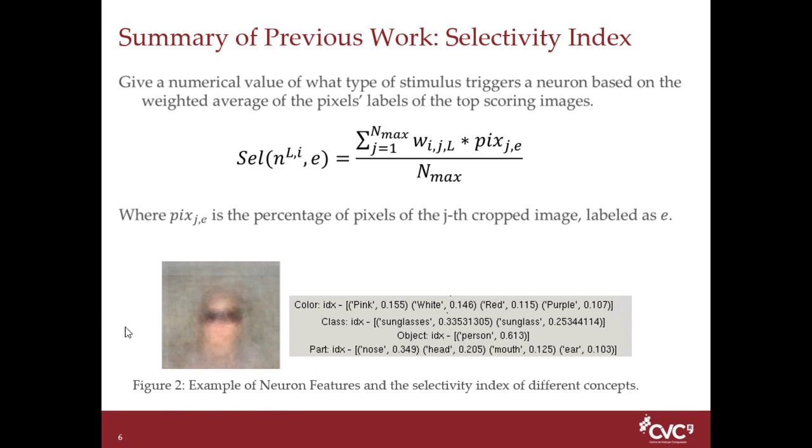For example, in this neuron feature that we can see right here, the most present color is pink because of the skin. The class that is most present is sunglasses, and it's detecting basically a person. And this person has these different parts.